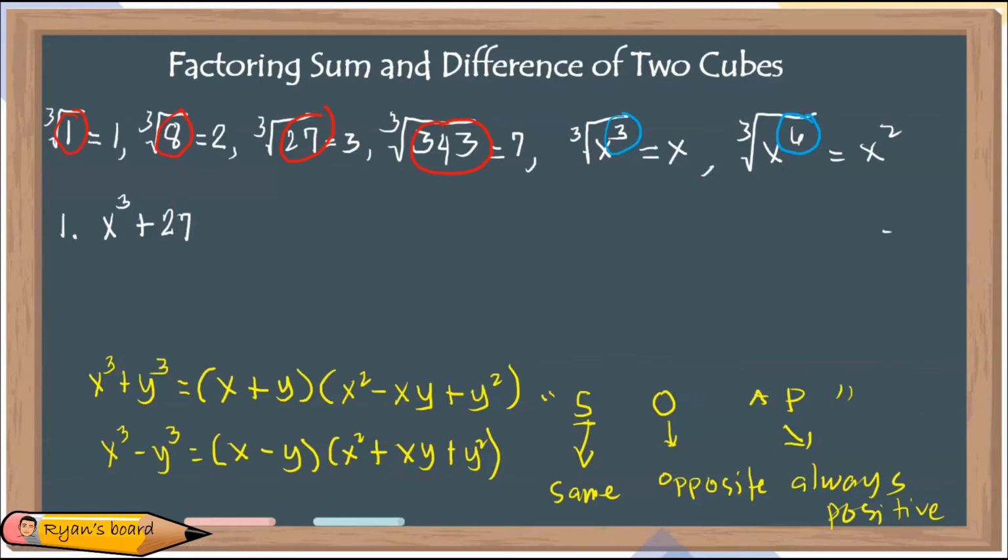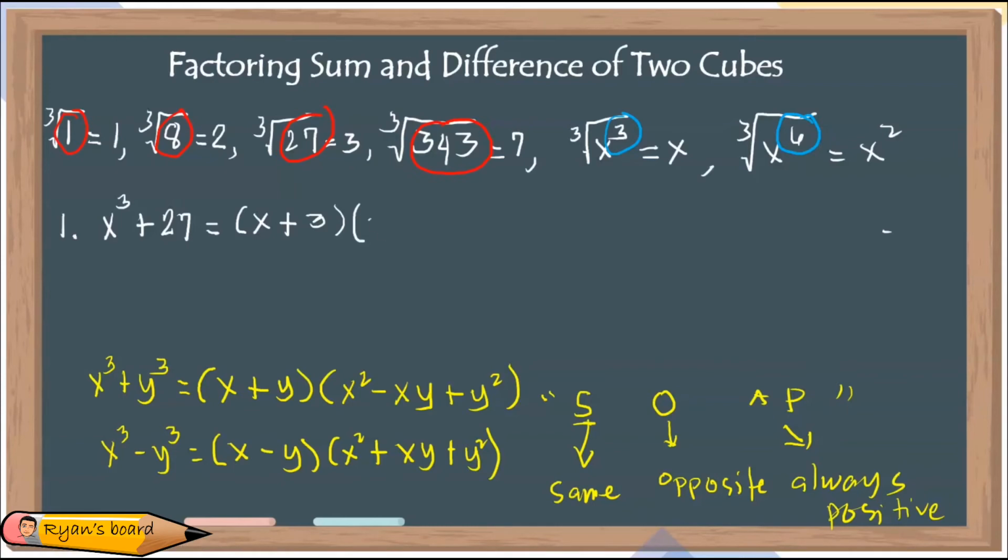Okay, balik tayo dun sa ating given. Follow the pattern. What is the cube root of x cube? X. Since plus yan, we will follow this pattern. Same sign ng given. That's plus. What is the cube root of 27? That's 3. Okay? Next, multiply mo to sa sarili niya. It's x times x. That's actually x squared.